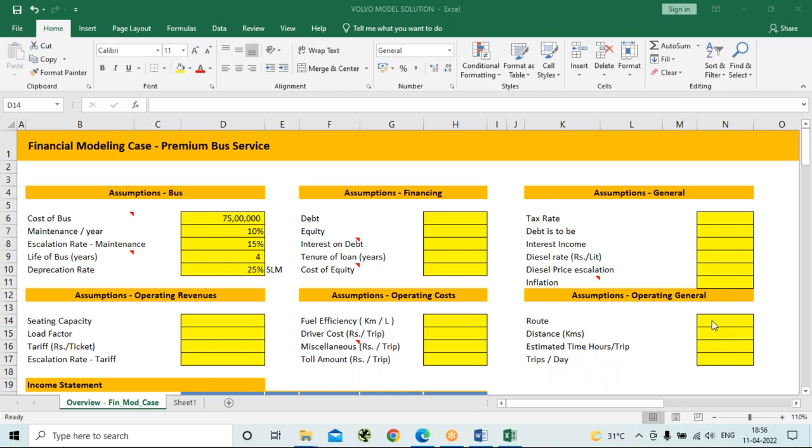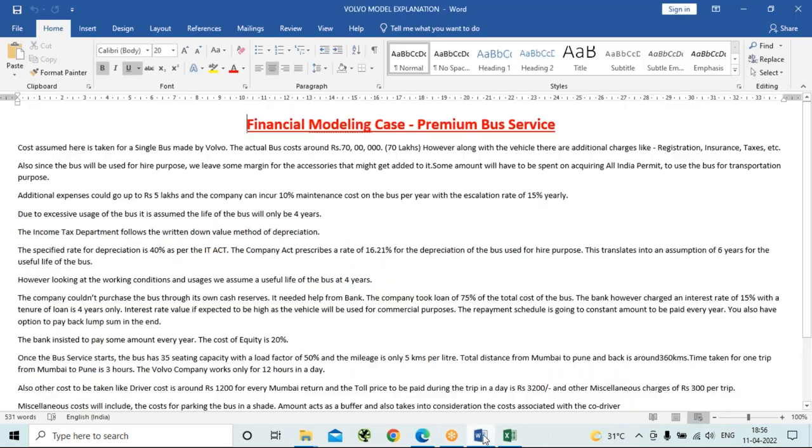So thank you for the responses. Fine. So now we will see with the further information. So the next thing is assumptions of financing. So let's see what else information we could gather over here.